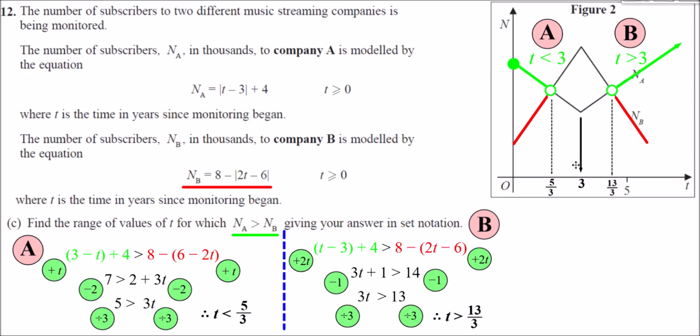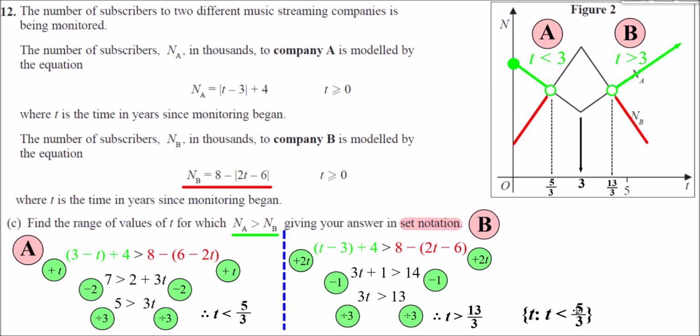And now, we're almost done, but this pesky question is asking us to write our answer in set notation. These two regions don't overlap, so it's not going to be about an intersection, it's going to be the union. We want this region or this one, which implies we need the union symbol, which looks a little bit like U. So the first region is this one here. In set notation, we're wanting t such that t is less than 5/3.